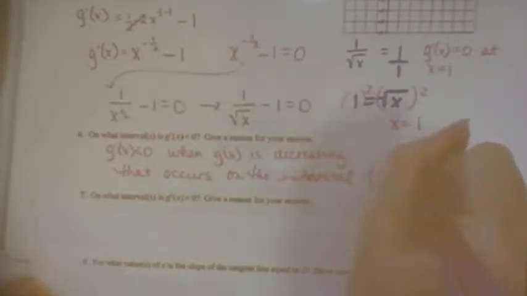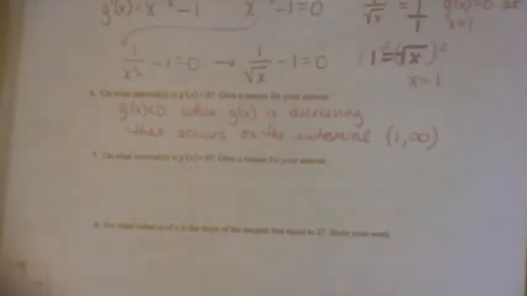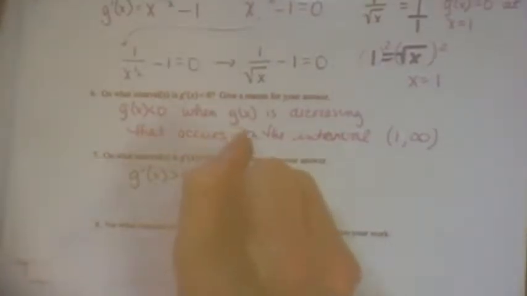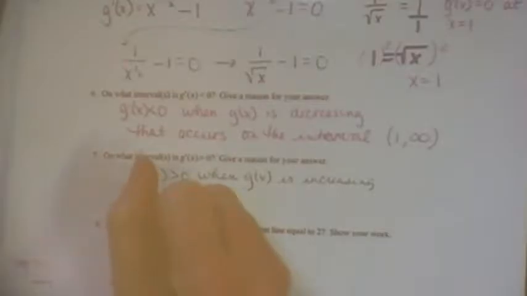Now remember, never brackets when you're talking intervals of increase and decrease, always parentheses. Okay, where is the derivative positive? When it's increasing. So the derivative is positive when g of x is increasing, which is 0 to 1.